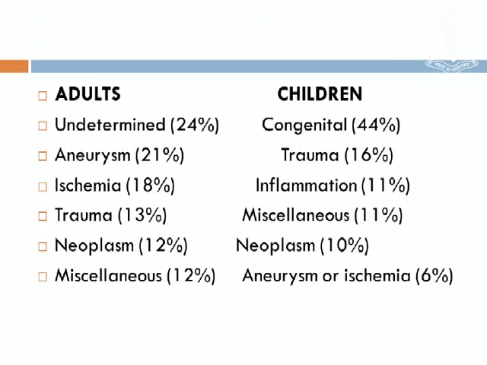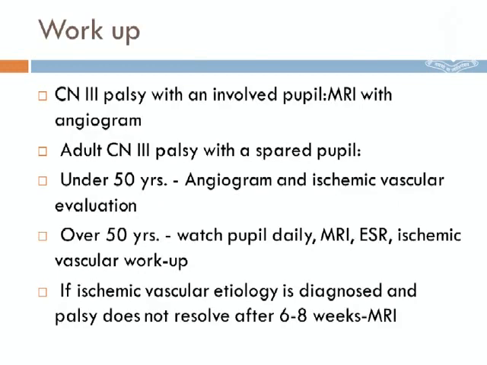Usually in adults, the common cause is idiopathic. The next, when you have a pupil involvement, aneurysm, ischemia is the next common cause. Trauma is the other cause at 13%, neoplasm is 12%. In children, congenital is the commonest cause, followed by trauma as the next commonest cause.